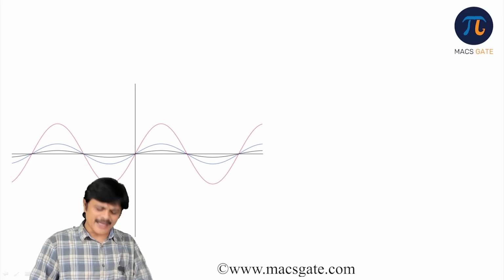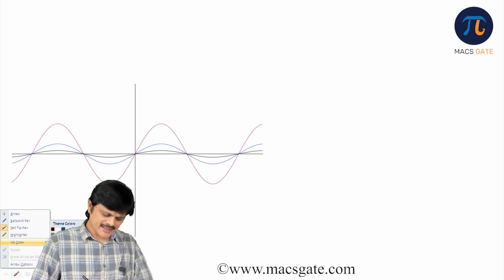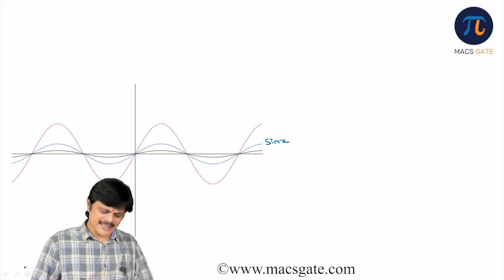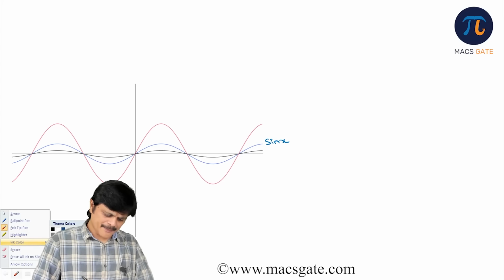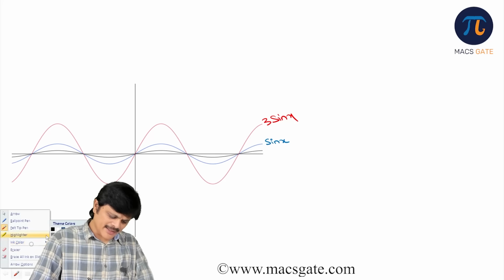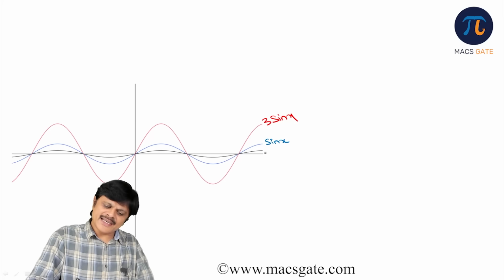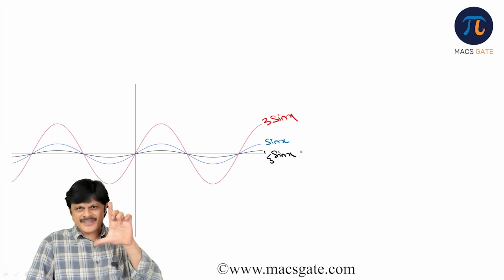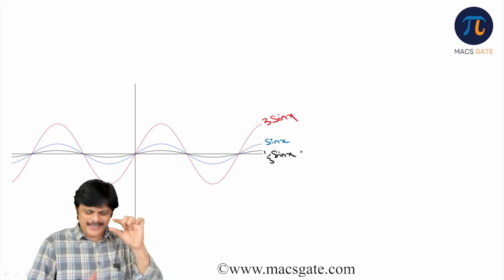So we can combinedly write the entire story, sir, to understand that entire story. This is sin x, this is sin x. So what is the red one? The red one is 3 sin x. And what is the black one? The black one is 1 by 3 sin x. So 3 sin x is vertical stretch, 1 by 3 sin x is vertical compression.